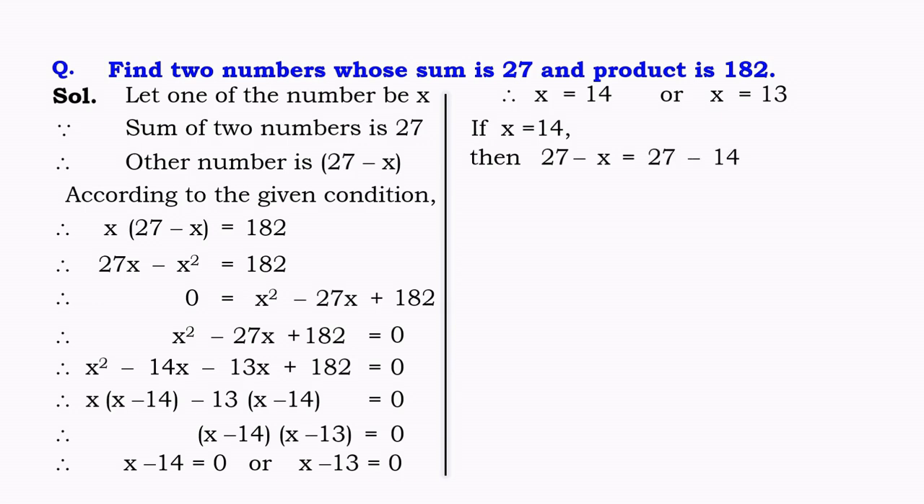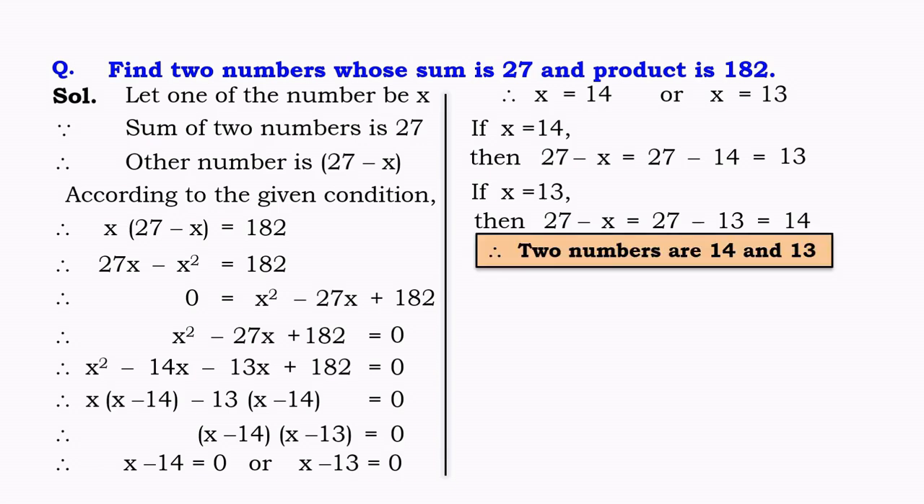If x equals 14, then the second number is 27 minus 14, which is 13. If x equals 13, then the second number is 27 minus 13, which is 14. Thus, in both cases, we get the same pair of numbers. Therefore, the two numbers are 14 and 13.